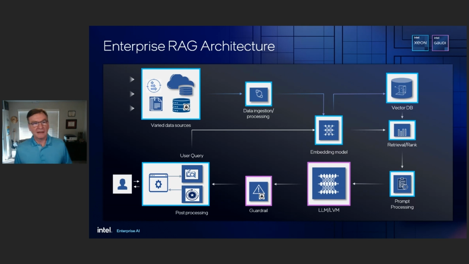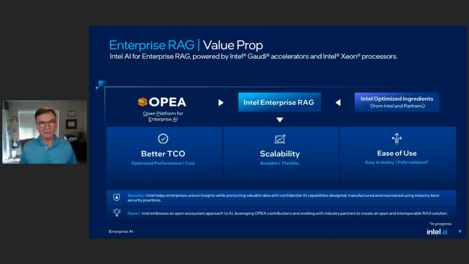Now, the open platform for enterprise AI helps drive open source innovation in data and AI infrastructure. So it enables open standards for enterprise AI applications, providing better TCO, scalability, and ease of use. And with bringing the community together to enable choice, you have optionality. So you can bring your own. You can use Intel's implementation that we've been talking about, or you can leverage optimized ingredients from our partners, such as Canonical, with the benefits of their enterprise grade capabilities.